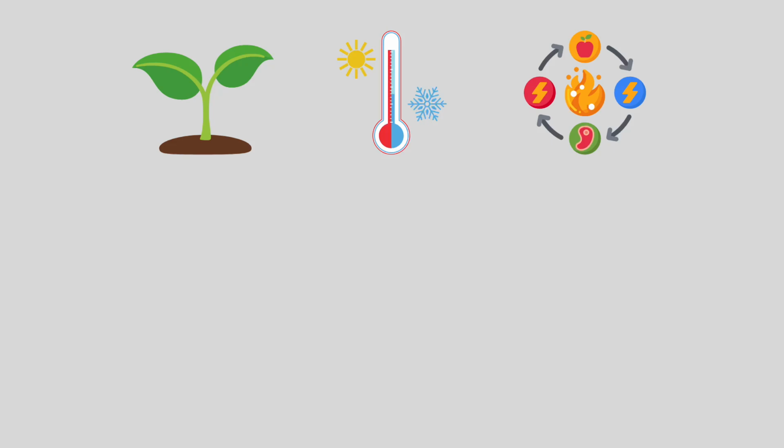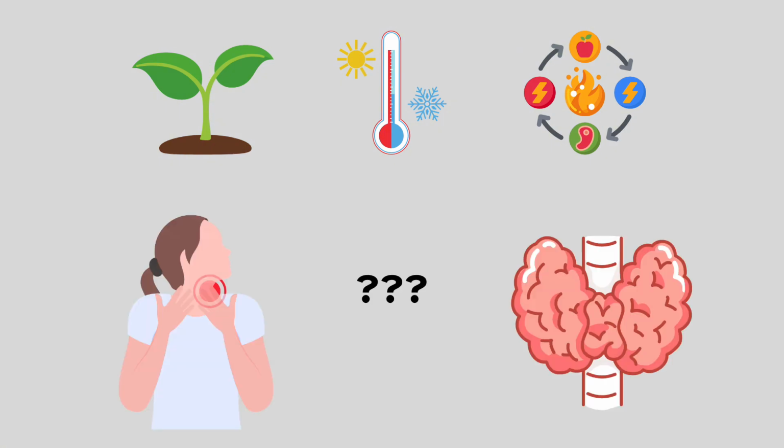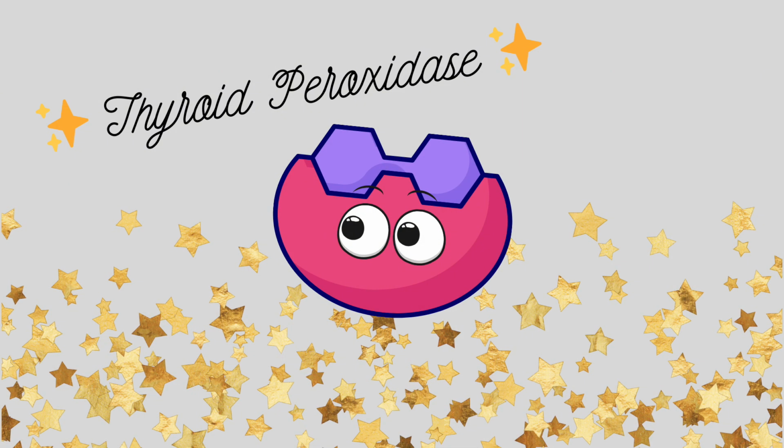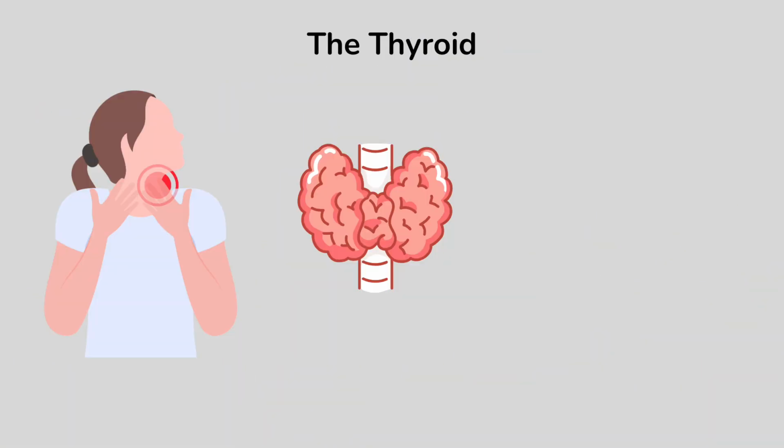Have you ever wondered how your body is able to carry out such complicated processes like growth, maintaining a temperature, or metabolism? Or maybe you've been curious about that butterfly-shaped gland at the bottom of your neck. If so, you're in luck. Today I'm going to tell you the origin story of the thyroid and all about the enzyme who made this possible. Before we travel back in time, let's take a look at the modern-day thyroid.